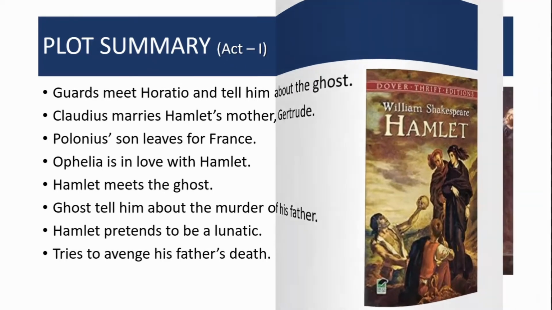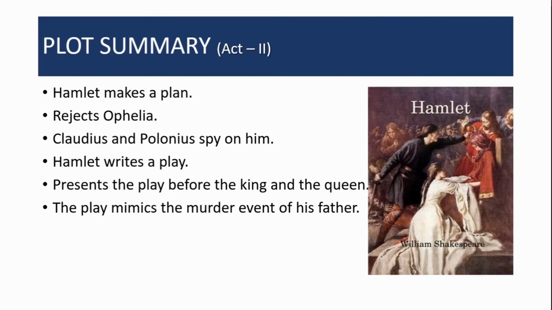Act 2. Hamlet makes a plan and starts behaving strangely, even rejecting Ophelia whom he loves. Claudius and Polonius spy on him to find what's wrong with Hamlet's sudden shift in behavior. They failed to figure out the reason.